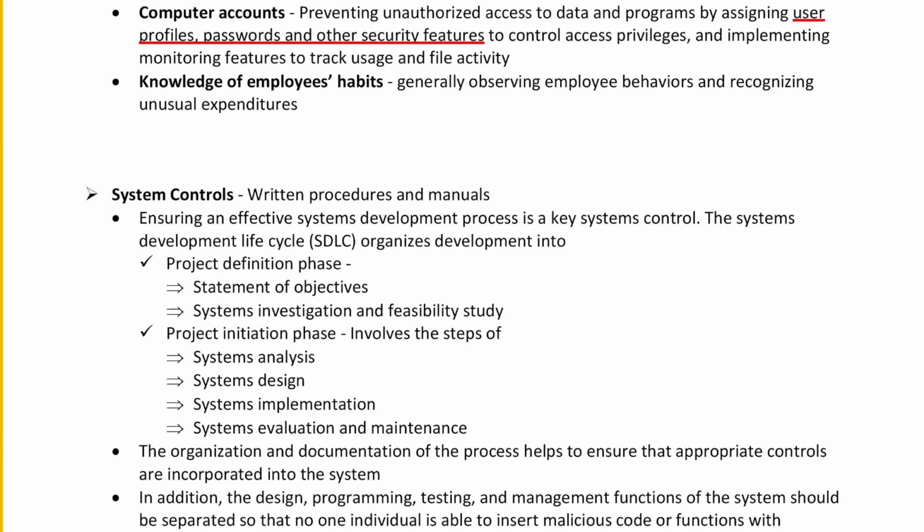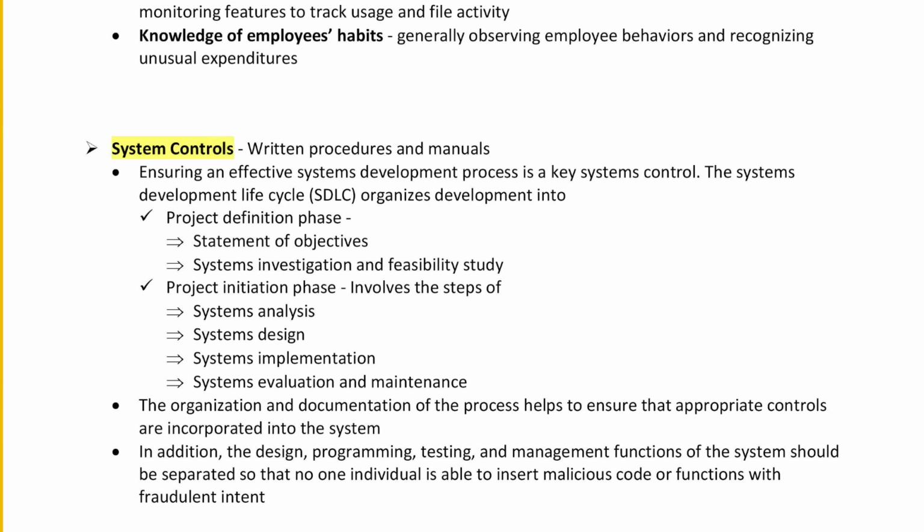Next, highlight system controls. So here our focus is on, underline, written procedures and manuals. Ensuring an effective systems development process is a key systems control. Underline systems development life cycle, where we have the project definition phase, where you state the objectives and you do a feasibility and investigative study. And then you have a project initiation phase when the systems start building up.